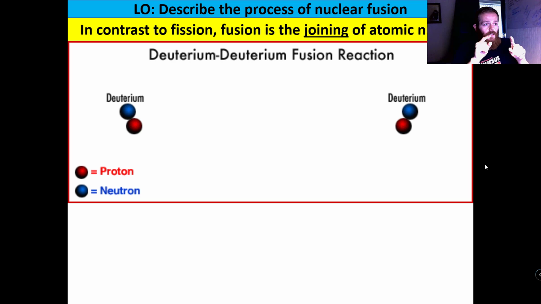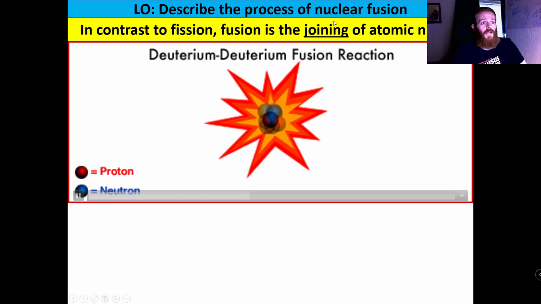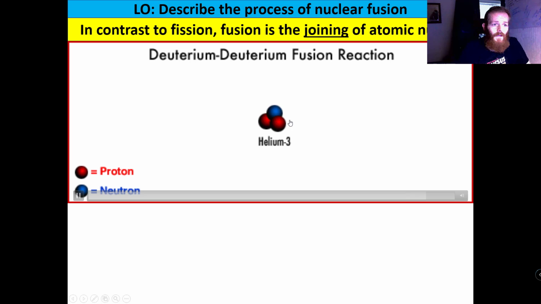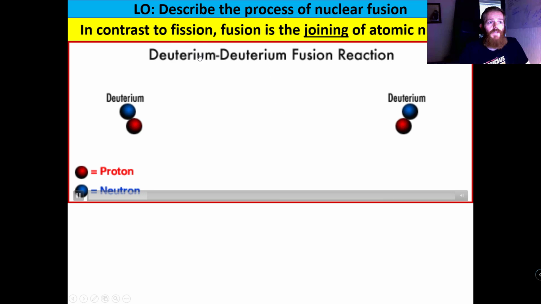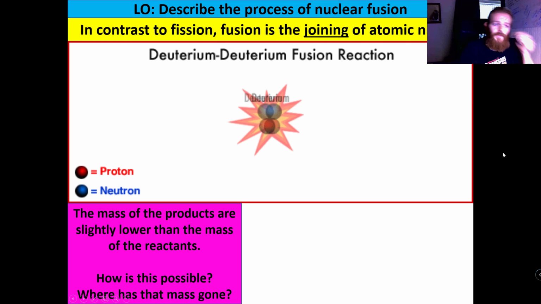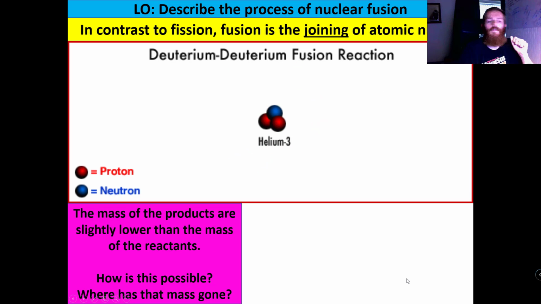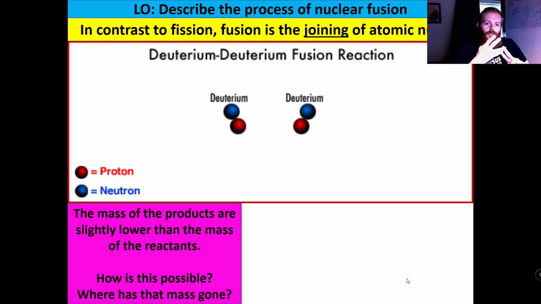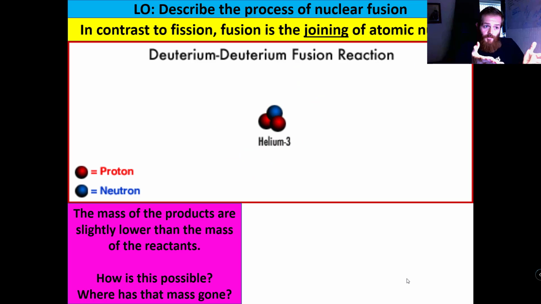Okay, so this is the fusion of atomic nuclei, the deuterium to deuterium fusion reaction. You could fuse other things as well, but this is what we're going to be focusing on today, okay? So fusion is just the joining of atomic nuclei. What's interesting is, though, the mass of the products is slightly lower than the mass of the reactants. Now, I'm not saying that the number of particles changes. We started off with 2 protons and 2 neutrons, and at the end you can see there's still 2 protons and 2 neutrons.